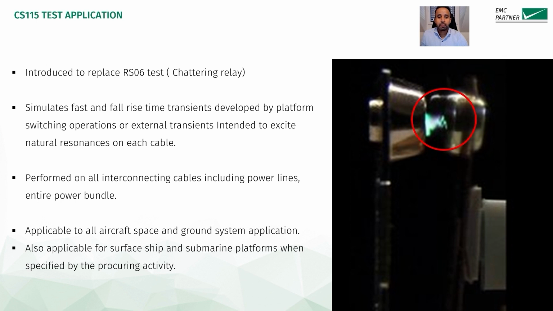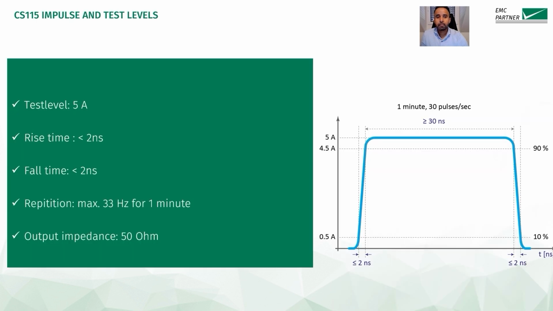The test is conducted on all cables, including power cables and entire power bundles. According to the requirement matrix, the test is applicable to almost all military platforms. So the CS115 is a rectangular pulse. The test level as per standard is 5 amps. However, there are some other military standards that require more than 5 amps, like for example the Japanese standard. So it is recommended to have a generator that is able to produce more than 5 amps.